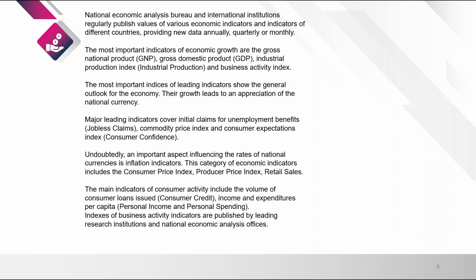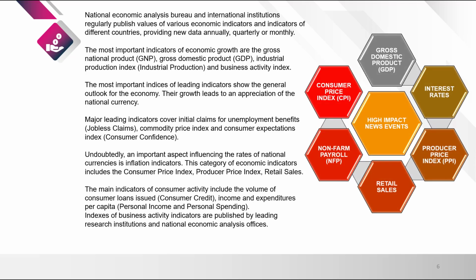The main indicators of consumer activity include the volume of consumer loans issued, which is classified as consumer credit, income and expenditures per capita, which is known as personal income and personal spending, and indexes of business activities. Indexes are published by leading research institutions and national economic analysis.